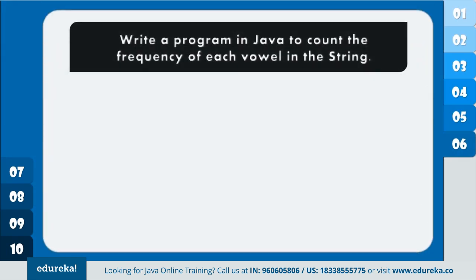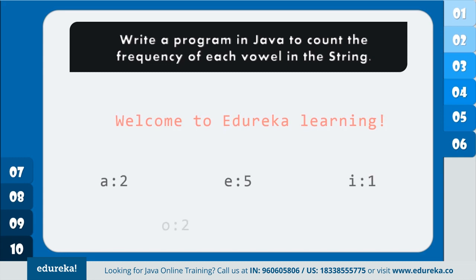So here the problem statement goes like this. Write a program in Java to count the frequency of each vowel present in the string. So in this particular statement, I have to count the vowel's frequency, that is, occurrences of a vowel in the given statement. Let's see how to do that with the help of the code.